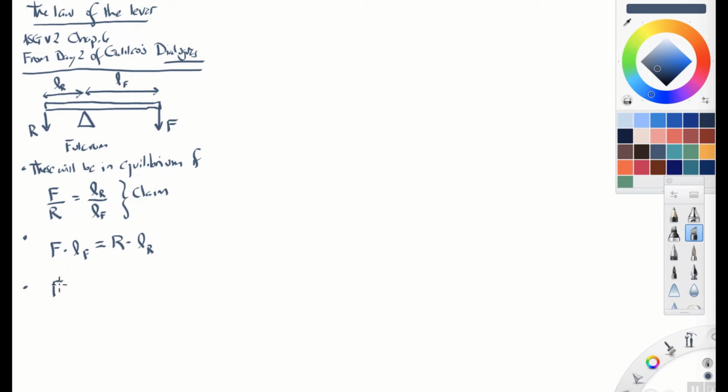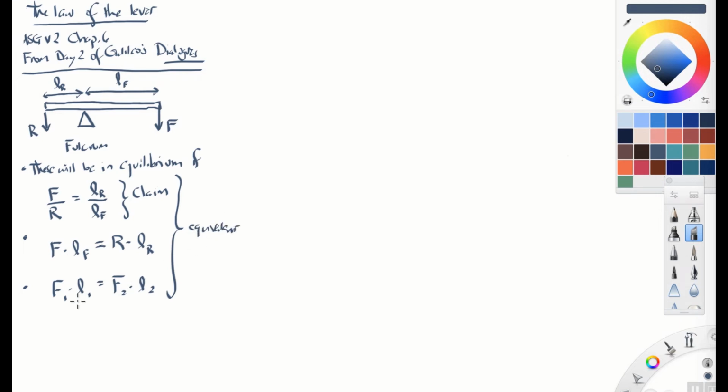Okay, if we write it like this, and actually I'm going to write it in a little bit more general way, F1 times L1 equals F2 times L2. Sometimes you'll see it this way, where force 1 is the force applied to one side, L1 is the distance from the fulcrum, F2 is the force applied to the other side, and L2 is the distance of that force to the fulcrum. So sometimes you'll see it written this way. These are all equivalent statements.